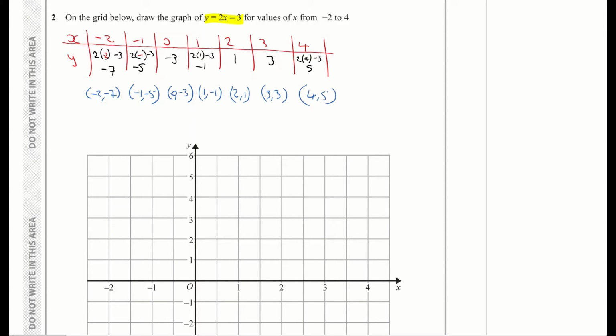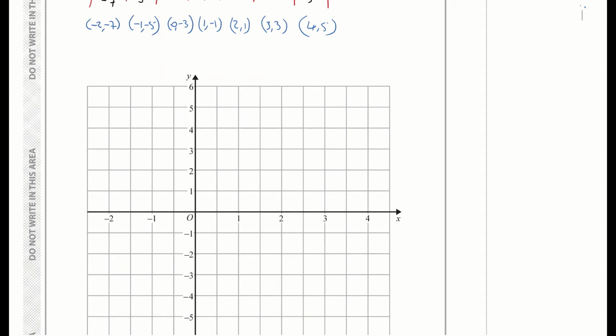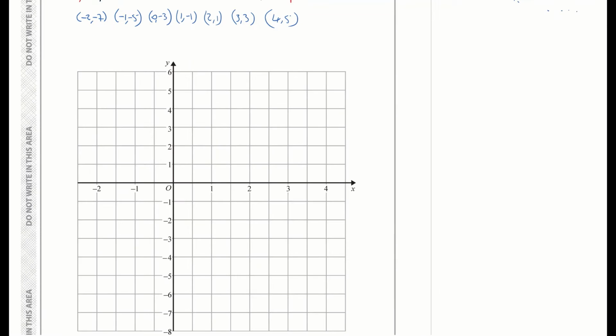So they're my points. And on the grid now, I'm going to plot those points. So plotting them x first. So I'm going back to minus 2 down to minus 7 for my first point. So that's bringing me all the way down to the bottom left here. So that's my first point that I'm going to plot. Then I'm plotting minus 1, minus 5. So go left to minus 1 down to negative 5. So my second point will be here.